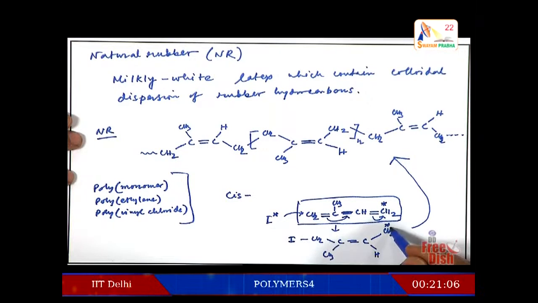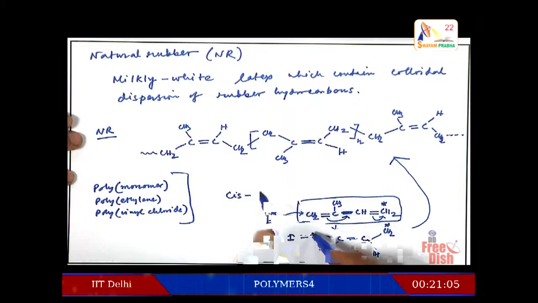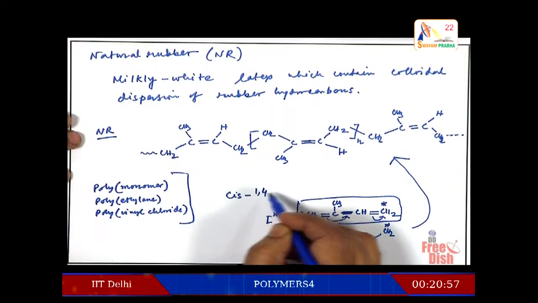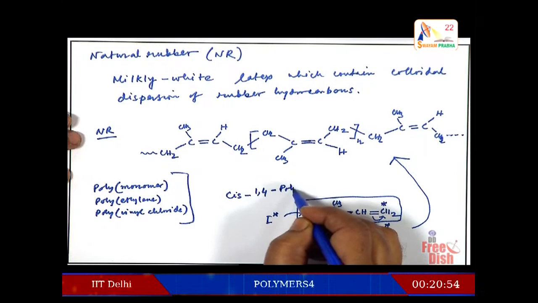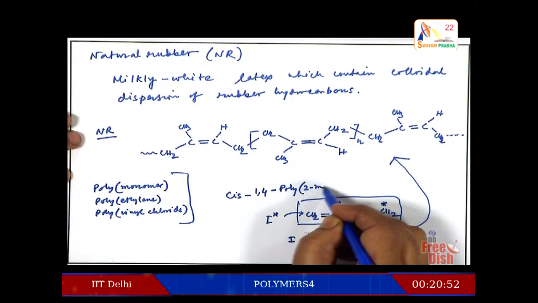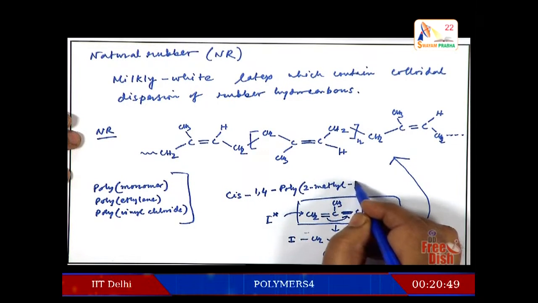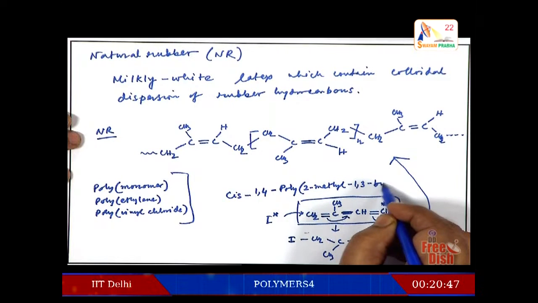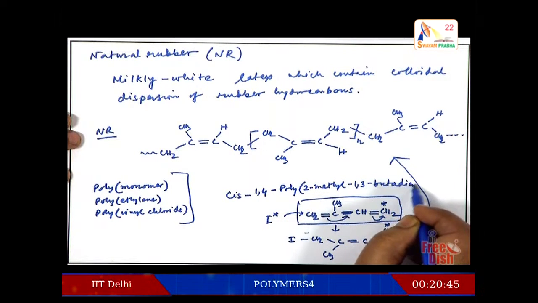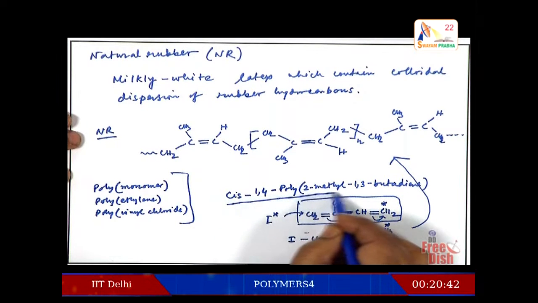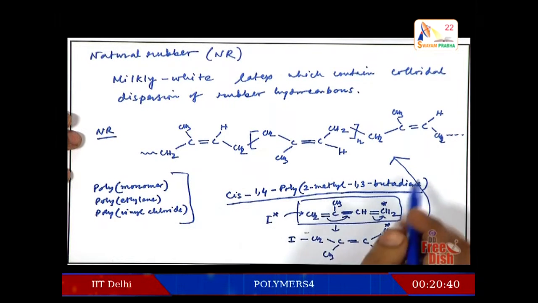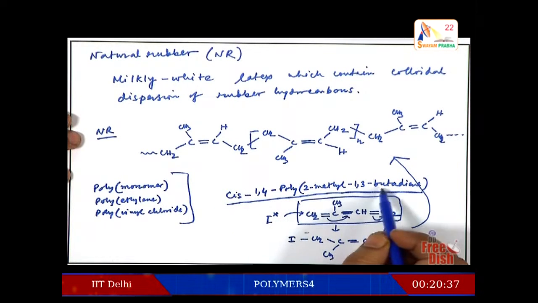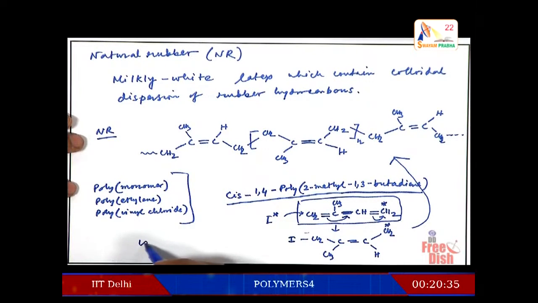Now, this is cis-1,4-poly(2-methyl 1,3-butadiene). So, this is the name of this natural polymer, and this 2-methyl 1,3-butadiene is also commonly written as isoprene.